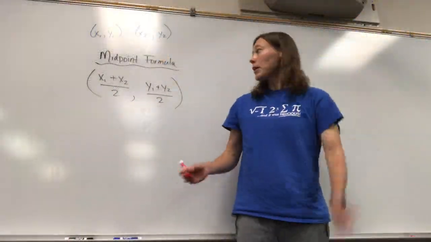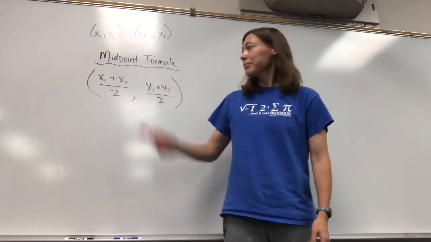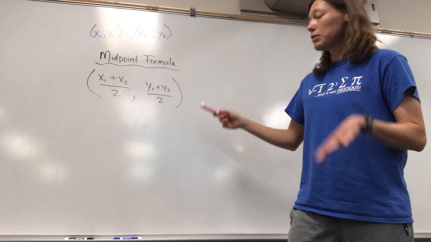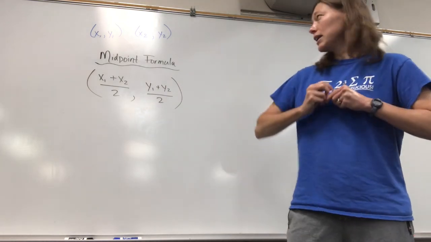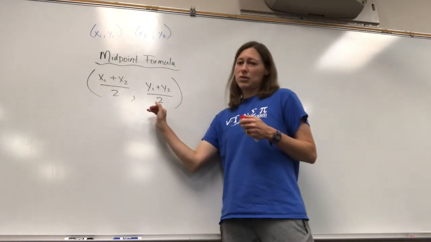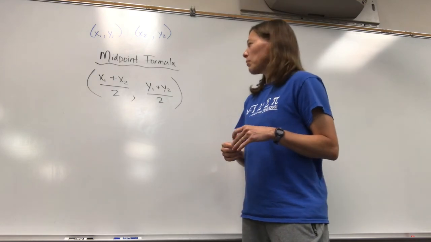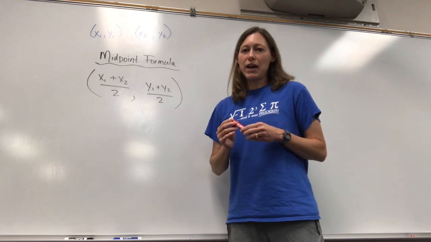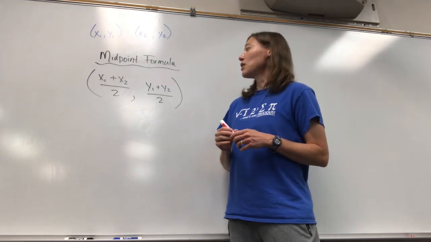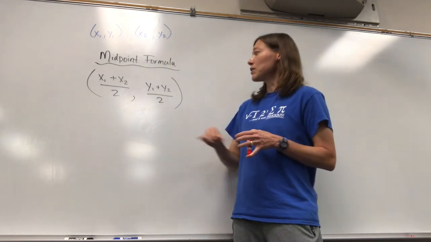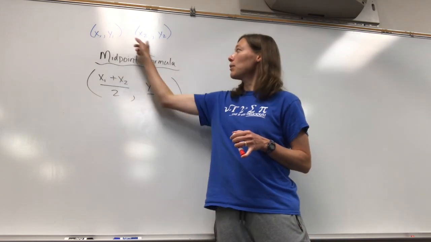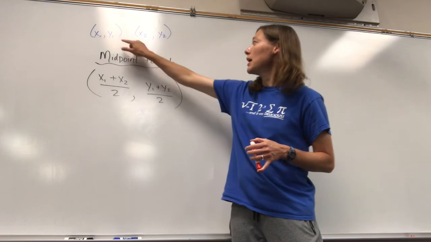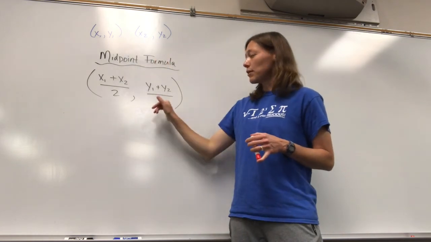So now we're going to talk about something called the midpoint formula. And we are going to find the midpoint between 2 points. Okay, and in order to do this, this formula looks kind of complicated, but it really isn't. It's basically just the average of the x's and the average of the y's. Okay, so we add the two x coordinates together and divide by 2. Since there are 2, that's the average. And then we add the two y coordinates together and divide by 2.